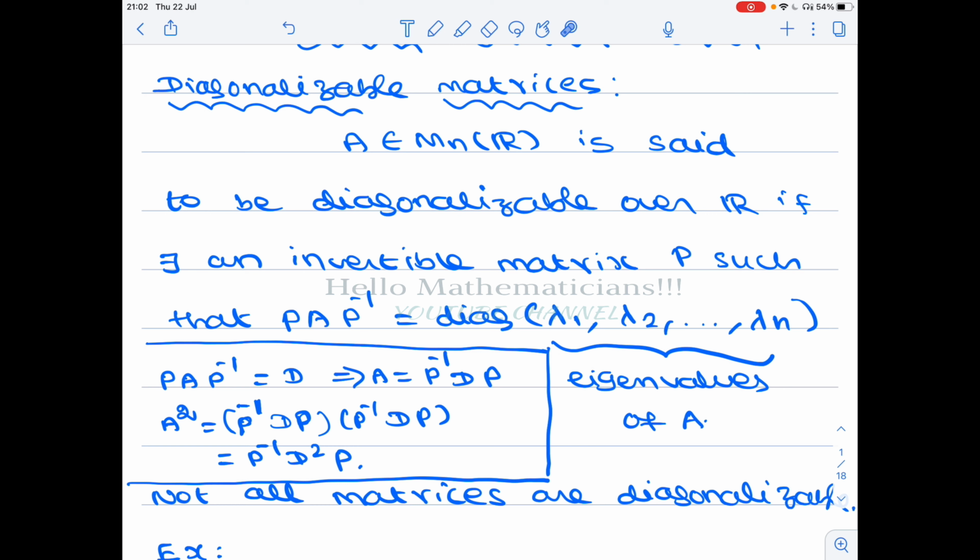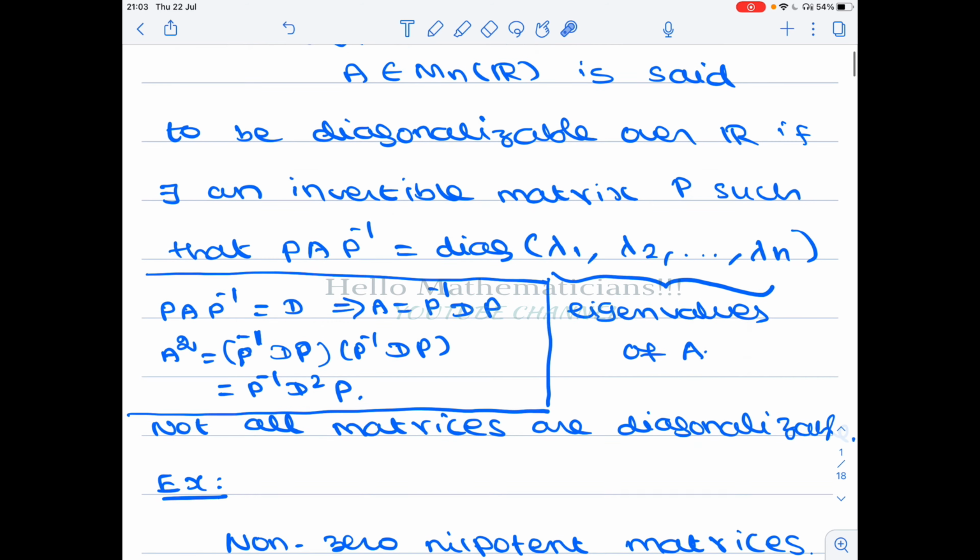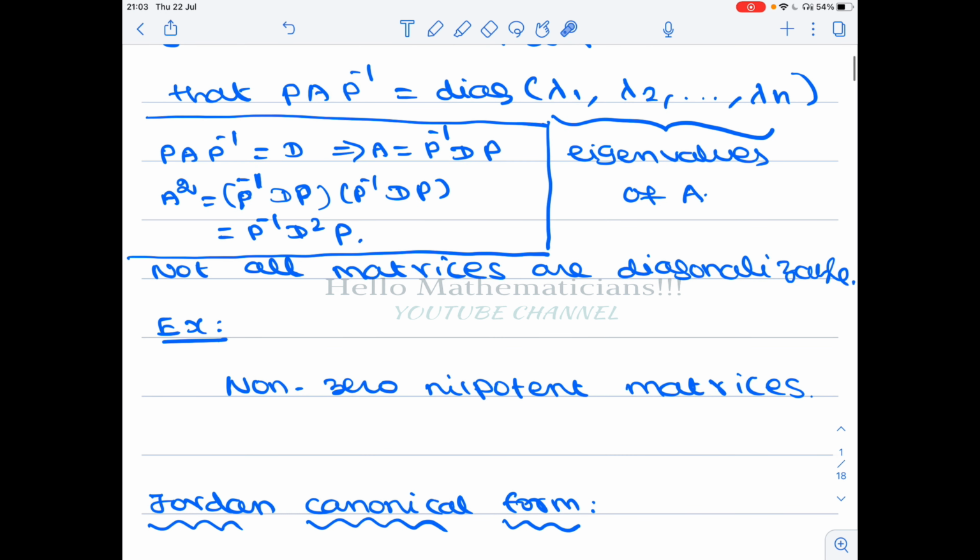So the advantage of a diagonal matrix is that there are a lot of zero entries. Everything outside the diagonal is zero, right? So you can easily multiply them. But not all matrices are diagonalizable. For example, if you take any non-zero nilpotent matrix, then it is not diagonalizable.